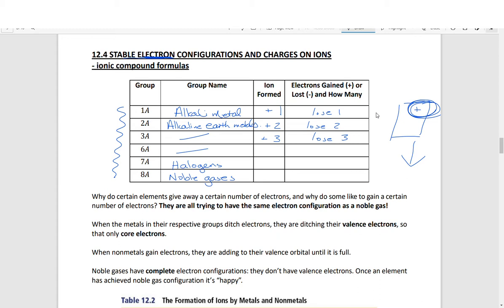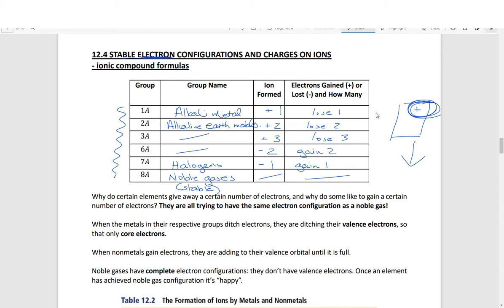The noble gases don't form ions. They have a stable arrangement. They don't have a number of valence electrons per se, in that they have a full shell of valence electrons. Halogens are going to become commonly a -1 ion by gaining 1 electron, and then group 6 is commonly going to become a -2 ion by gaining 2 electrons.